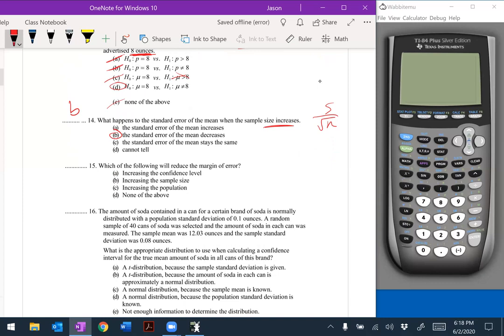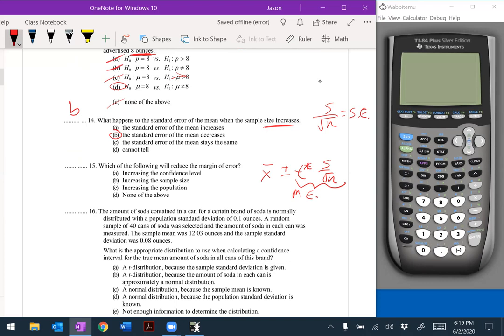Okay, increasing the population. Okay, let's look at a margin of error here. Let's look at maybe x bar plus or minus t star times s over the square root of n. What's your margin of error? It's this here. This whole thing is your standard error. Okay, this is your margin of error, right? And we talked about margins of error when we talked about confidence intervals.